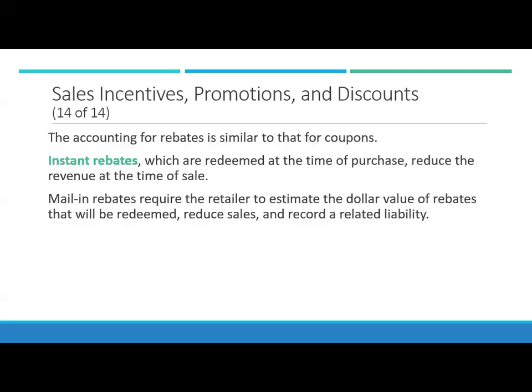And the accounting is similar for rebates. So an instant rebate is redeemed at the time of purchase. It just reduces the revenue on that date. Best example is Costco. They have instant rebates all the time, and I don't even look at what the real price is. I just look at, after your instant rebate, your cost for these crackers is $15, right?